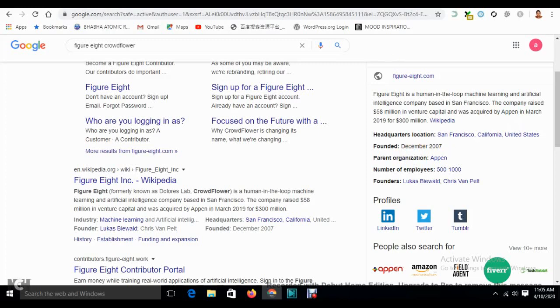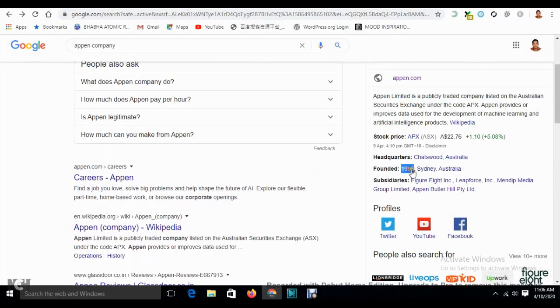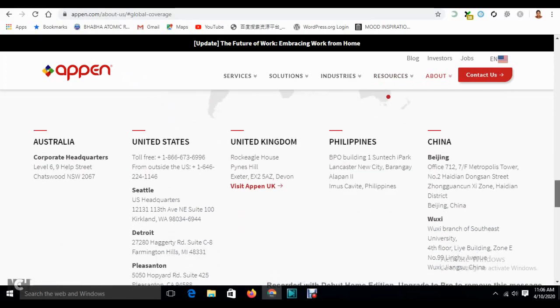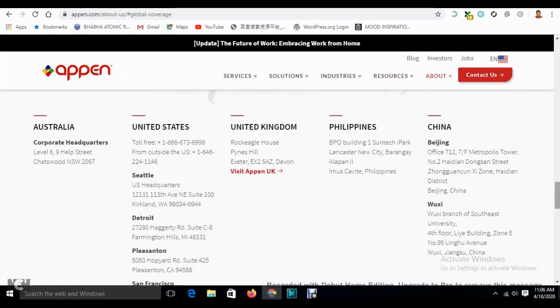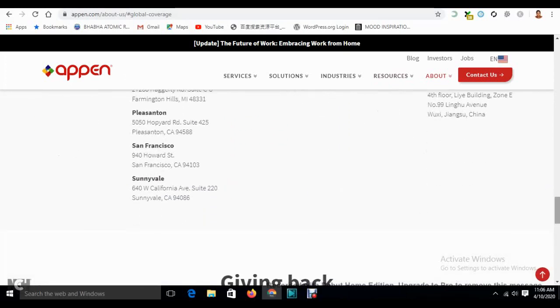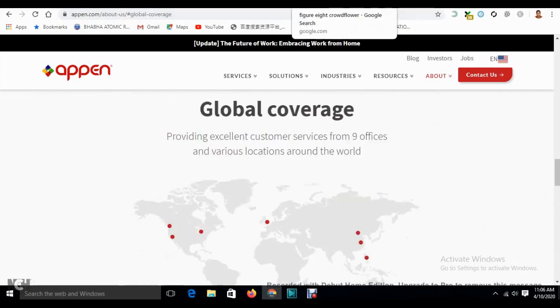Now I will say something about Appen. It is an Australian company, also based on machine learning and artificial intelligence technology work. It was founded in 1996 in Australia. You can see its global coverage: Australia, the United States, including Seattle, Detroit and many more places, then the UK, the Philippines and so on. See what a wide range of company it is.